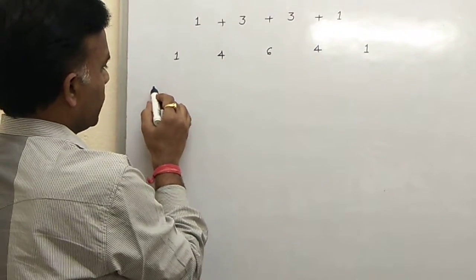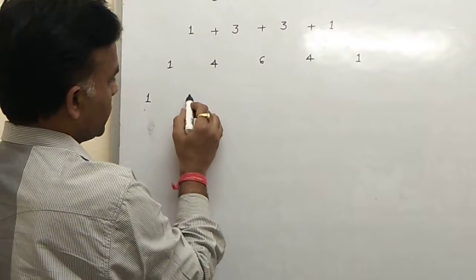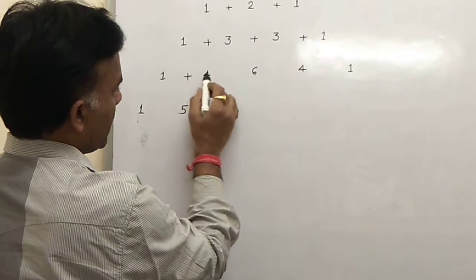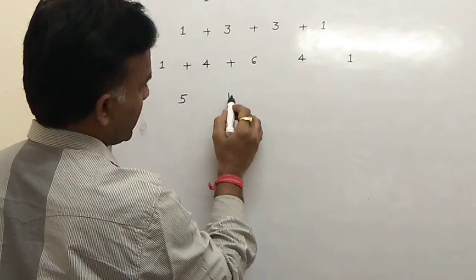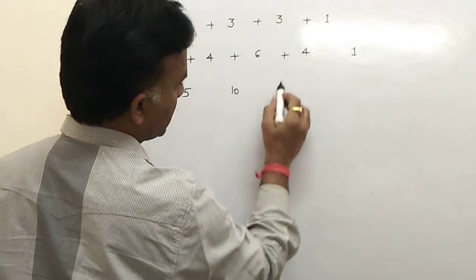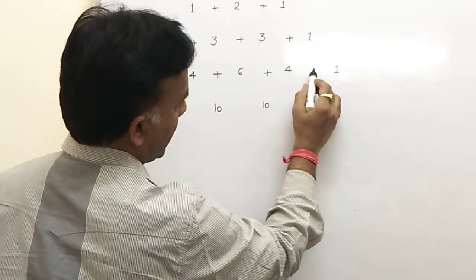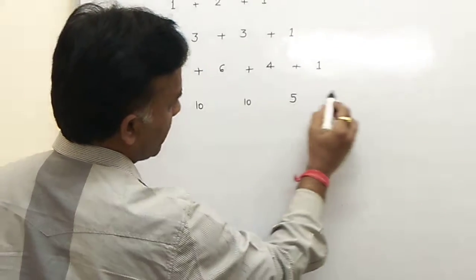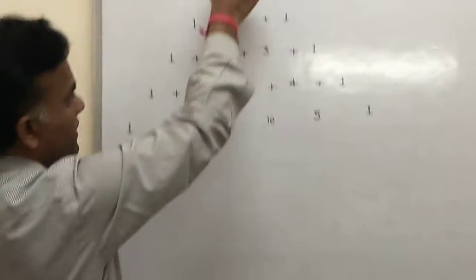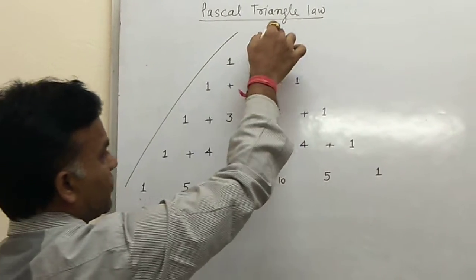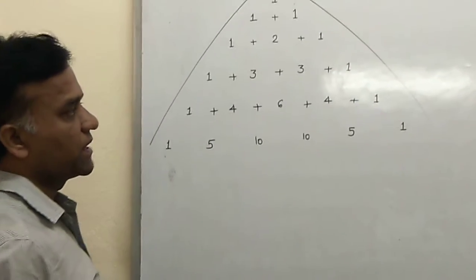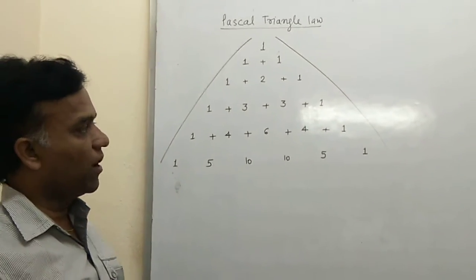Similarly, you put 1 here as it is, 1 plus 4 is 5, 4 plus 6 you can write here 10, 6 plus 4 again you can write 10 here, and now 4 plus 1 you can write 5, and then 1 as it is. So this is the formation in the form of a triangle, and therefore it is called Pascal triangle law.